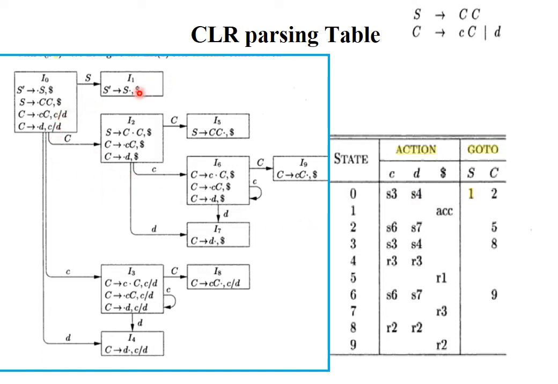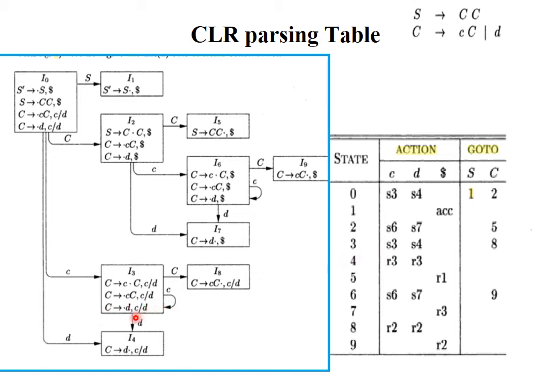Then 6 has a go to: 6 on capital C goes to 9. Then 6 on small c goes to I6 itself, that is S6. Then I6 on small d goes to I7, so 6 under small d, S7. So all the go-tos corresponding to both terminals and non-terminals have been represented in the action part and go to part. The remaining is how we can write the reduce action.